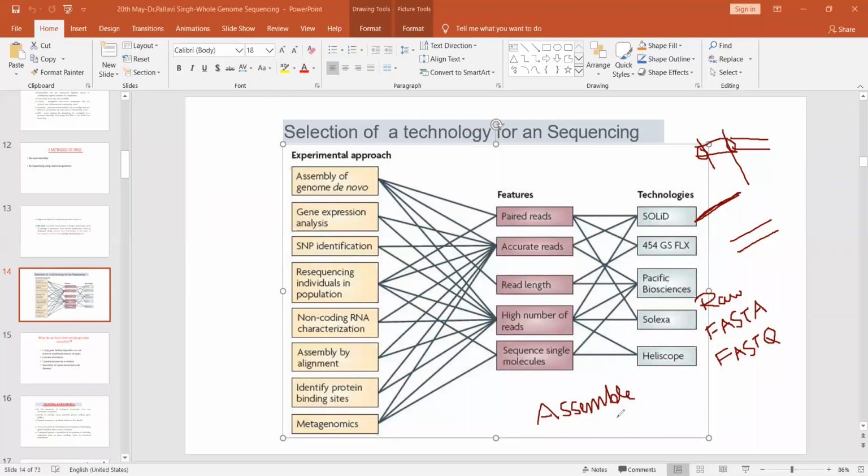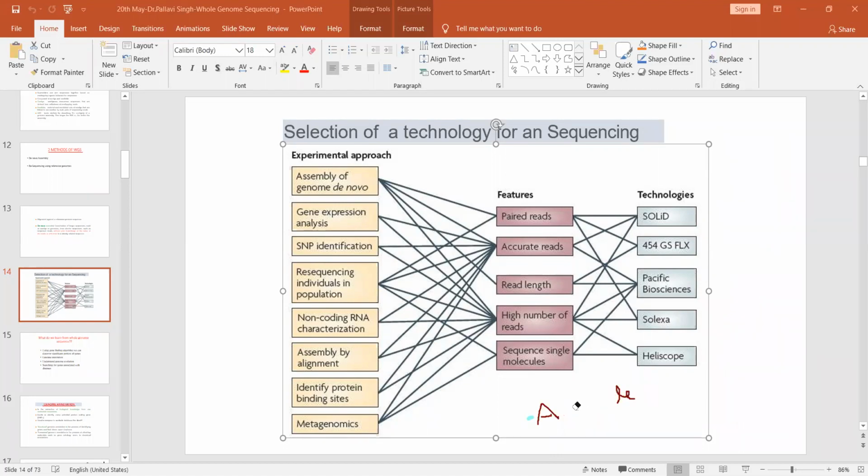So if the question comes, what could be the input for whole genome sequencing or for NGS, you can say that it could be raw reads, paired reads, single reads, or an assembled genome. Now let's move on. In the practical, I will show you what I mean here. I'll move on to the next slide.